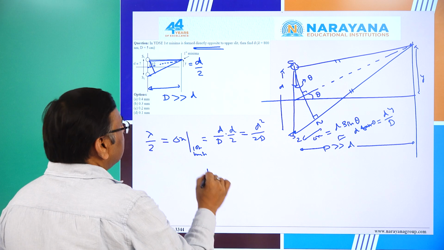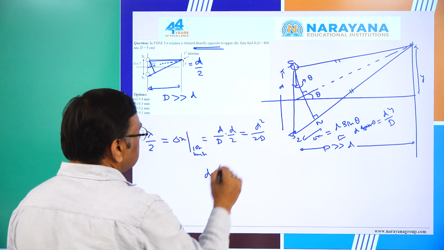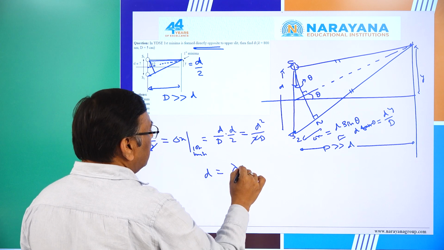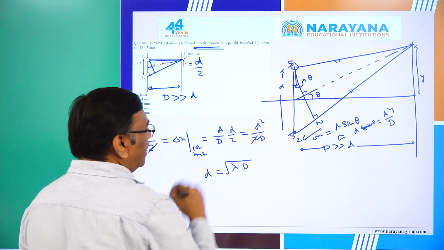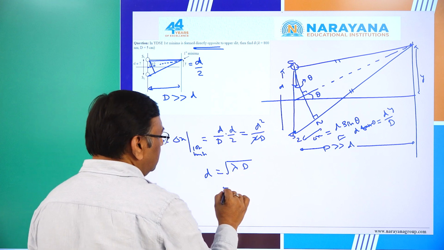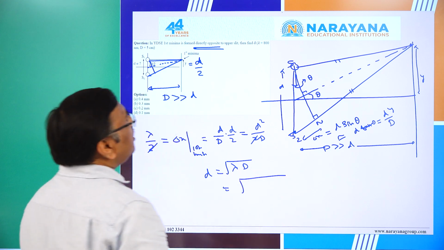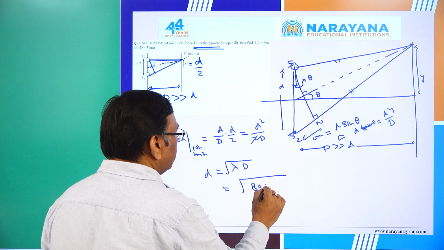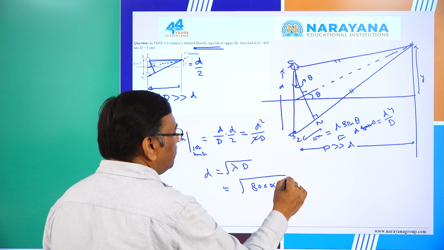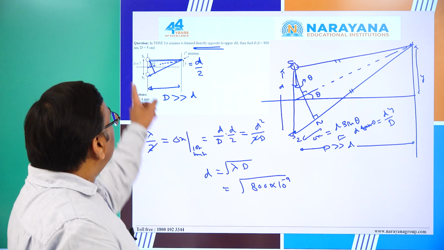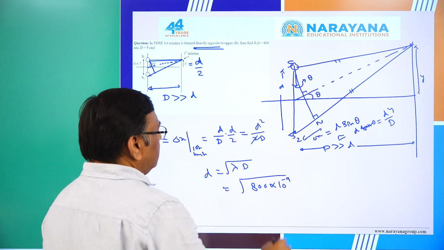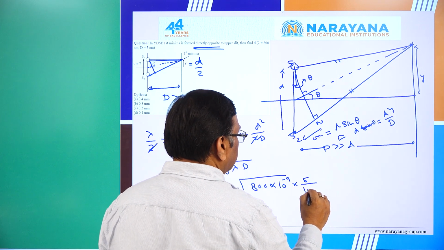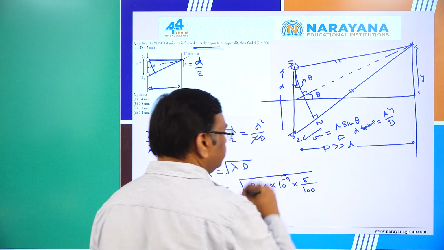He is asking you to find the value of small d. So small d can be written as how much? This 2 cancels out. We can write it is lambda into capital D under root. Substitute the values now, and we'll give you the option. What is my lambda? 800 nanometer. So we can write 800 into 10 raised to the power minus 9. D is given to be 5 centimeter, so we can write into 5 divided by 100, like this.